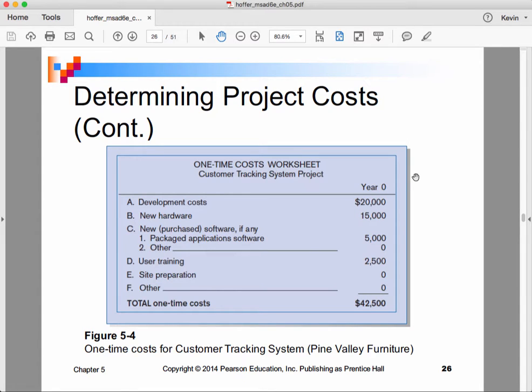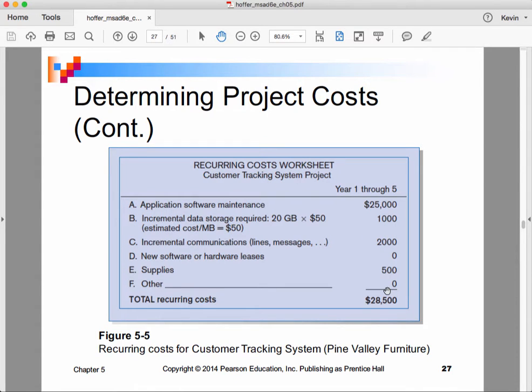And here we see on slide number 26 an example of one-time costs, including development costs, new hardware, new software, user training, site preparation, etc. Okay, and as you can see here, we're only counting them at year 0, which is, these are things we're going to pay for right in the beginning.